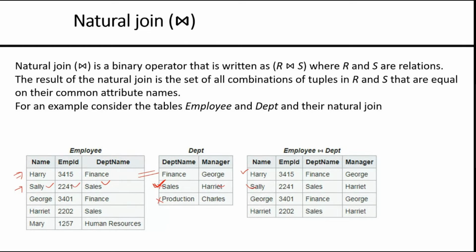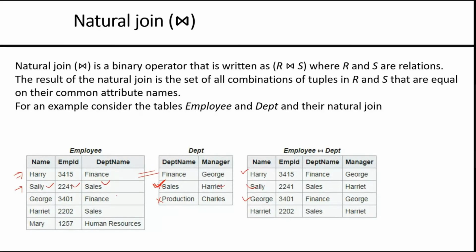And then George, again finance. So finance is matching with finance, so we are going to consider this one also. So George 3401 is coming, and then finance, which is the common thing, is also coming. And then again George is coming as the manager. So here it is George, and here it is George.